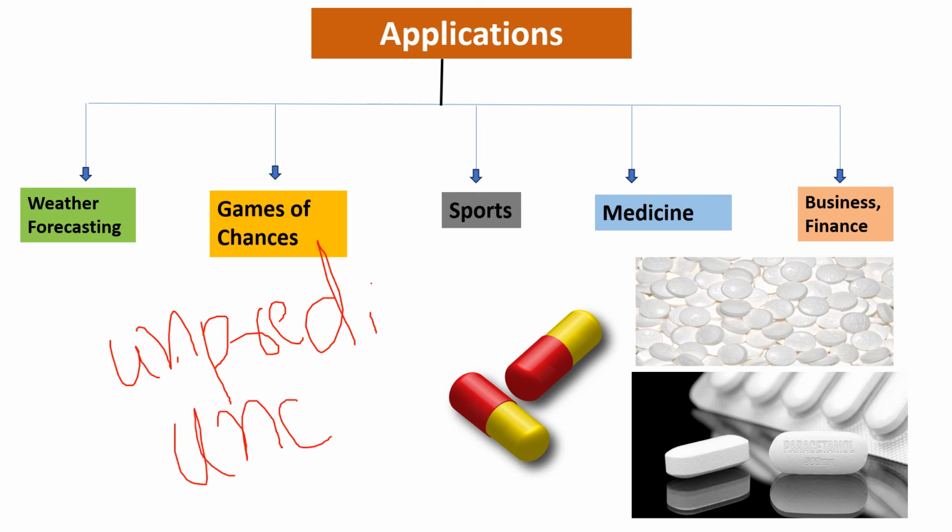Like when you toss a coin, you know the number of outcomes, but you cannot say that the coin will land on head only or on tail only. We cannot say that randomly, which is uncertainty. This uncertainty is measured by probability. So wherever an uncertain situation occurs, we use probability.